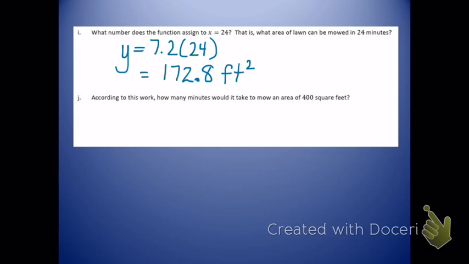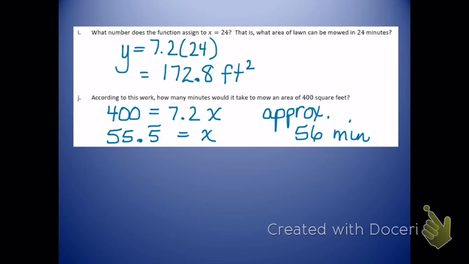According to this work, how many minutes would it take to mow an area of 400 square feet? So now I want to use my rule and put 400 in for the amount of square feet mowed, so put that in for y. So 400 would equal 7.2 times x. To solve for x, I would need to divide by 7.2. And I get 55.5 repeating, which is approximately 56 minutes.